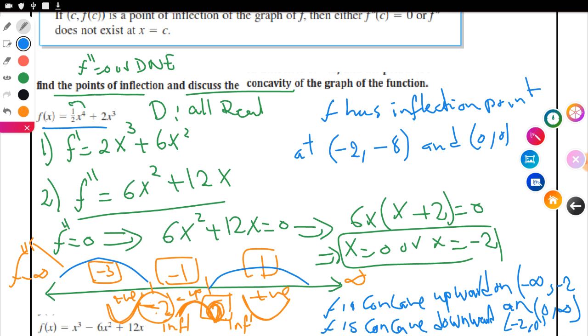I hope you understand, and if you don't understand this video, you can ask me in the live session. It is concave upward on negative infinity to negative 2 and 0 to infinity, and downward on negative 2 to 0. The inflection points are at negative 2, negative 8, and 0, 0.